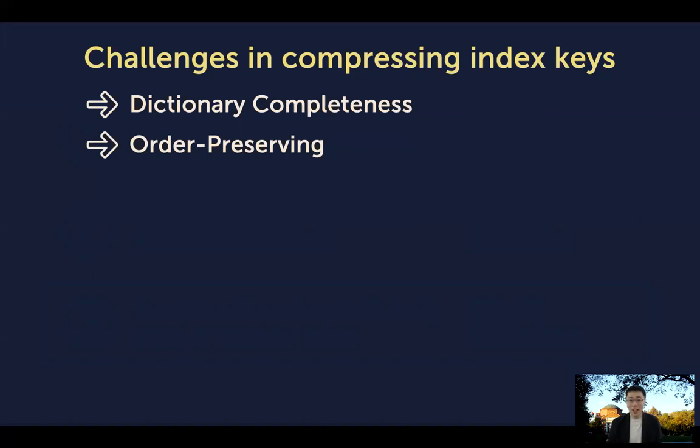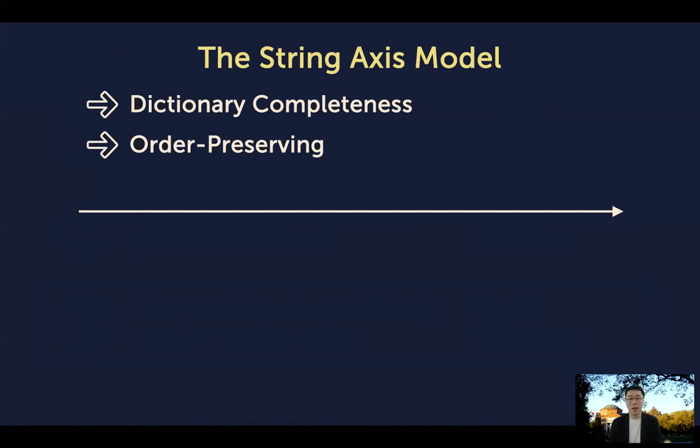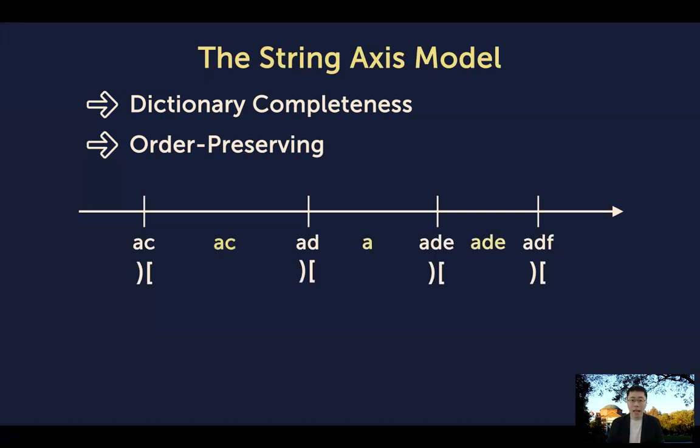So we solve both challenges in this last piece in my dissertation. And the key idea is the string axis model. Specifically, we lay out all possible source strings on a single axis in lexicographical order. And we then divide the string axis into consecutive and disjoint intervals, closed on the left and open on the right. Each interval must have a non-empty common prefix shared by all the included strings. And this common prefix becomes the dictionary symbol of this interval. Finally, we assign order-preserving prefix codes, such as the Hu-Tucker codes, to these intervals based on their probability of being accessed during the encoding process to achieve compression.